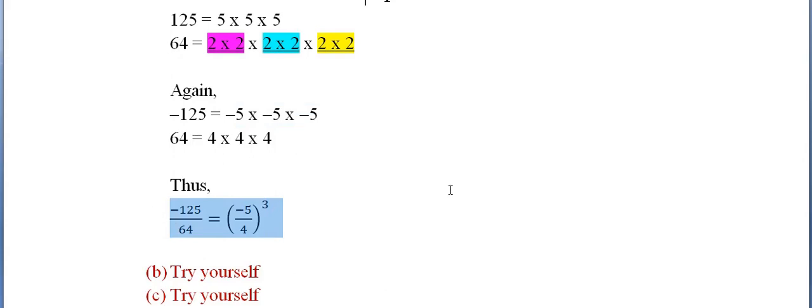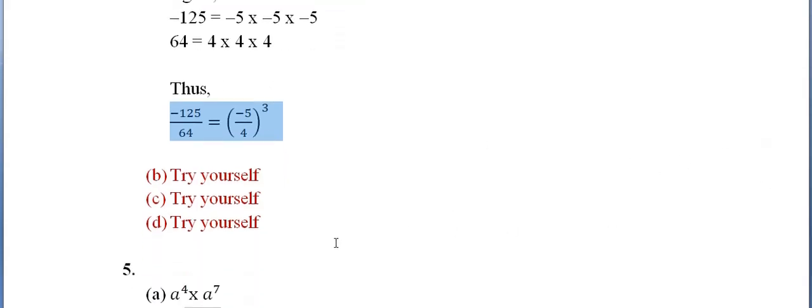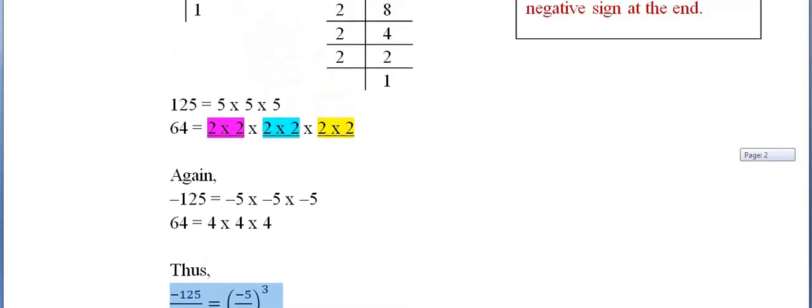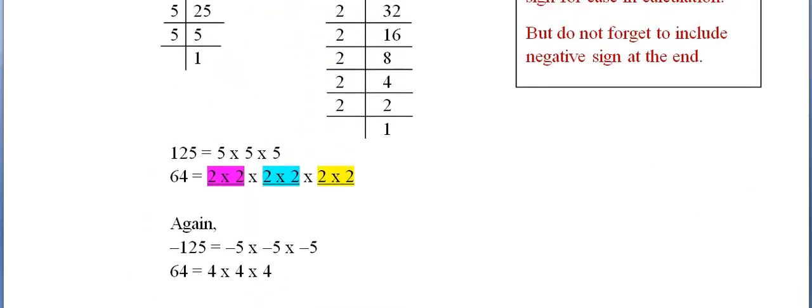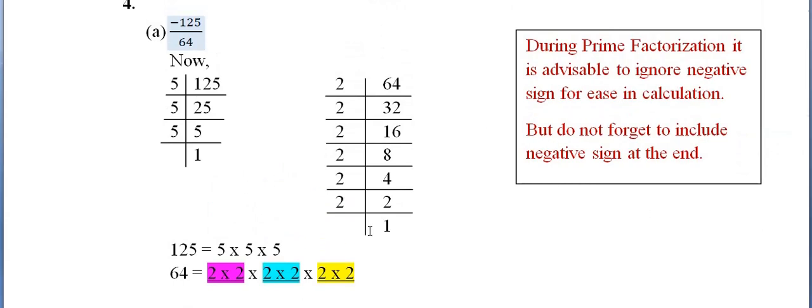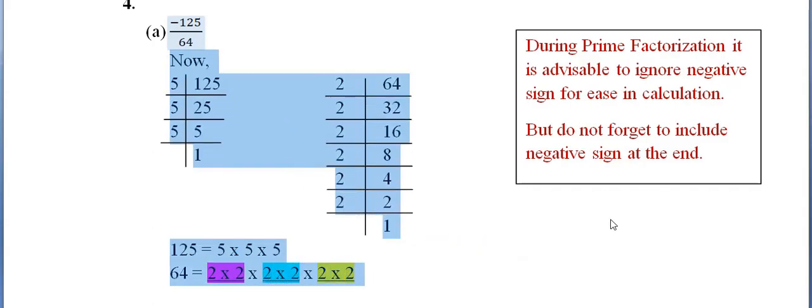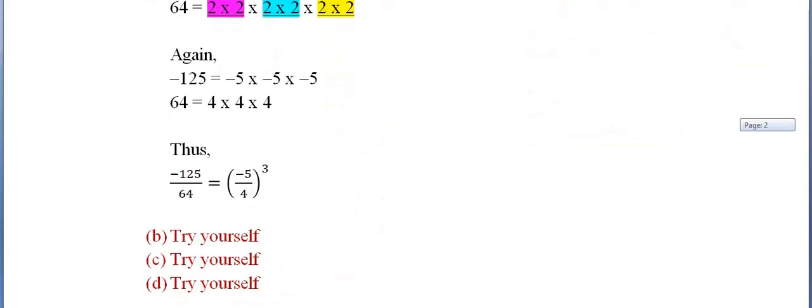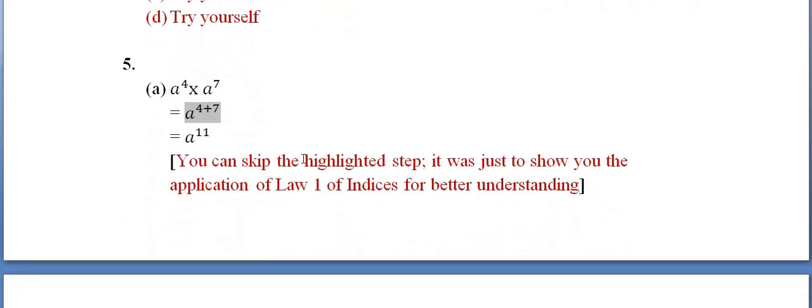So similarly, you can try question number B, C, and D. You just have to do the prime factorization. It's not compulsory to do this out here. You can do this prime factorization in the rough column. But it will be better if you show the entire steps.